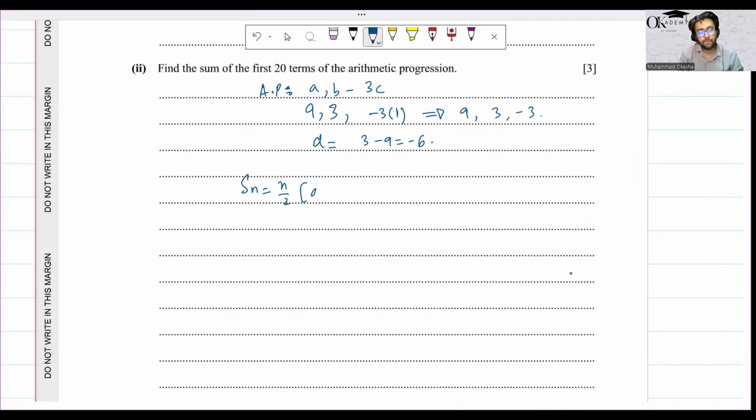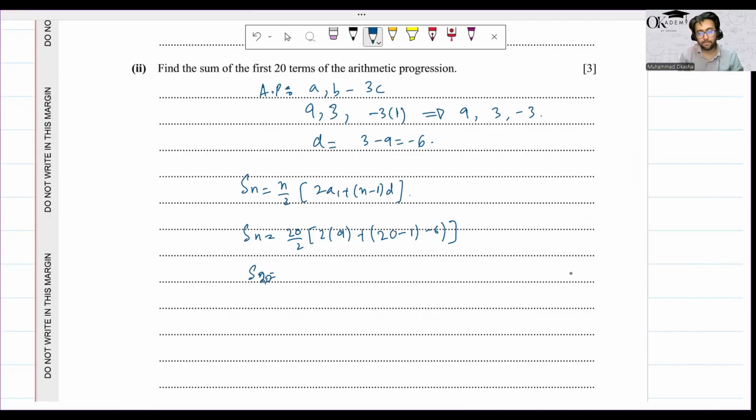N over 2, 2a1, n minus 1 t. All right, so let's put in the formula. S20 equals 20 over 2, times 2 times a1, which is 9, plus 20 minus 1 times the difference, which is negative 6.